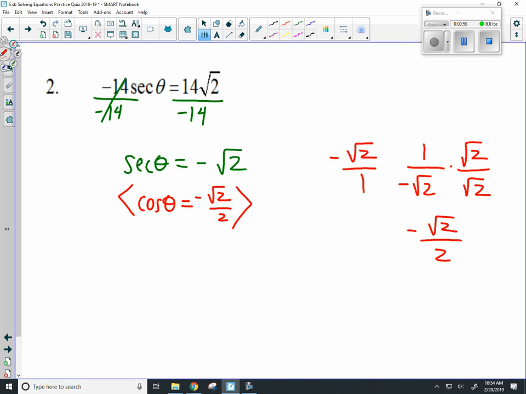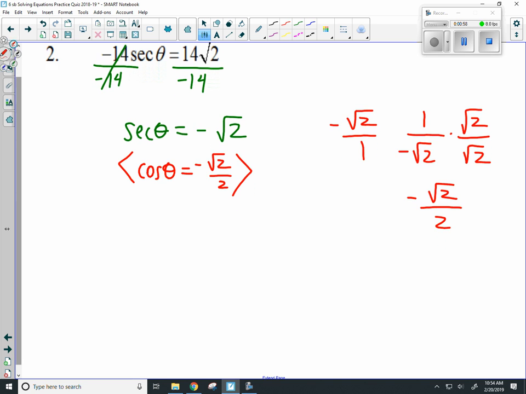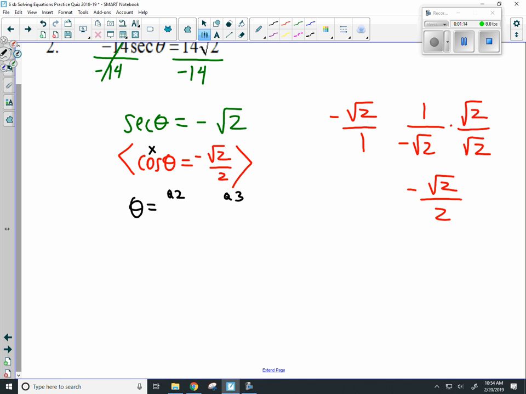So really we're asking ourselves at what angles is cosine, or your x value, going to be negative square root of 2 over 2. So cosine, because that is x, is negative in the second quadrant and the third quadrant. Now you don't need to write that down, but I find that helpful to do. And the kind of angle where cosine is going to equal radical 2 over 2 is going to be your pi over 4 angles. So that gives us 3 pi over 4 in the second quadrant, and 5 pi over 4 in the third quadrant. Now, if the direction just said solve for 0 to 2 pi, we'd be done.